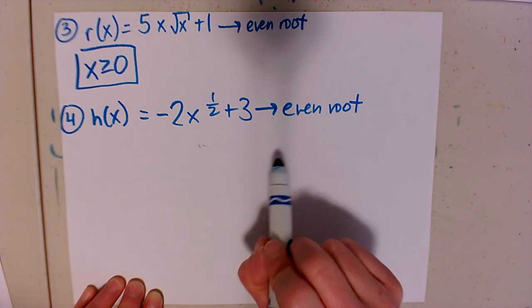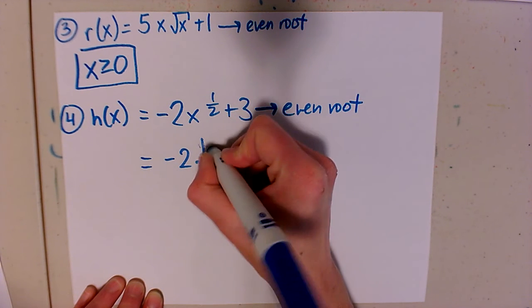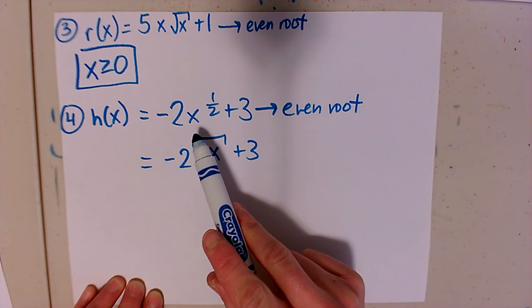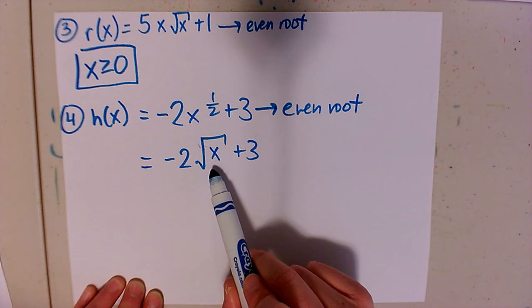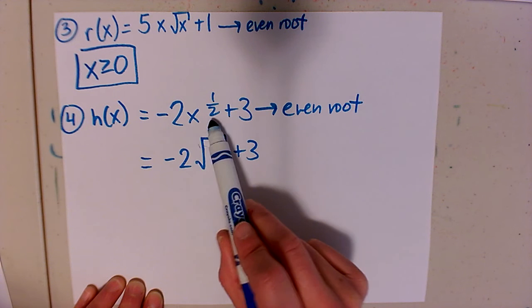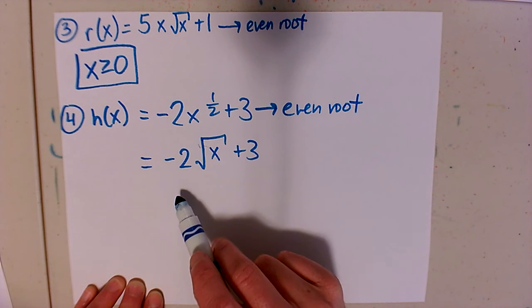So if we wanted to rewrite this function here as a radical, this would be negative 2, the square root of x plus 3. So notice this 1/2 is attached to only the x, okay, so the only thing that's inside the square root is x. The negative 2 is not in parentheses, it's not affected by the 1/2, so we keep that outside.